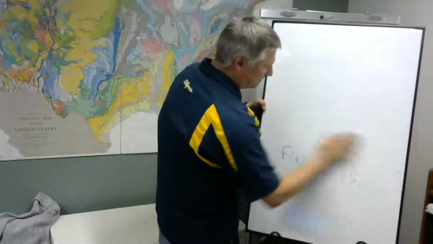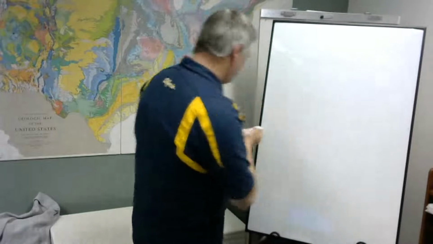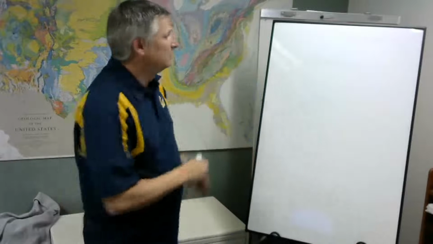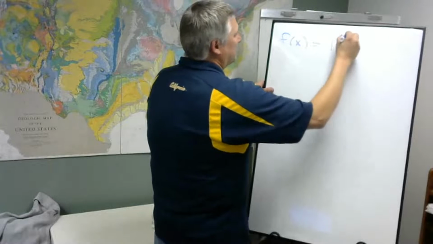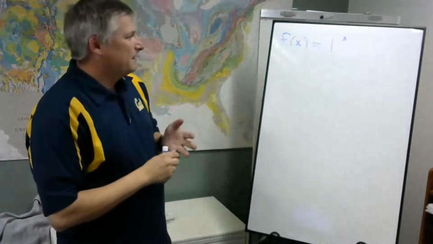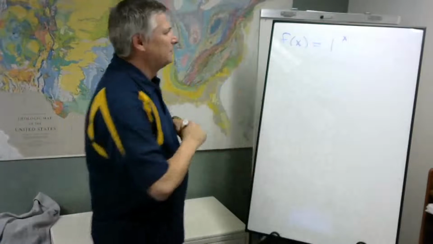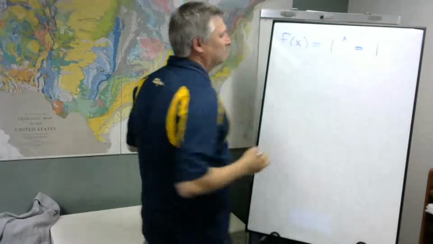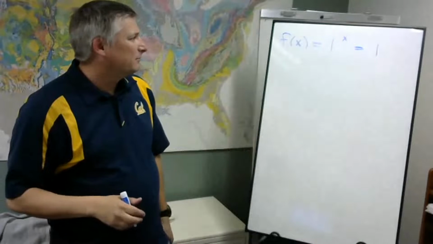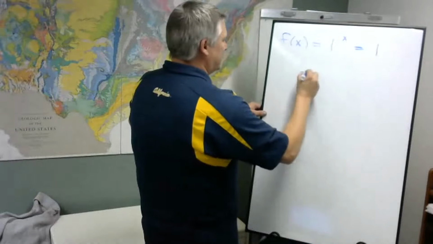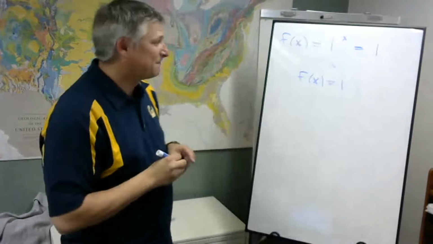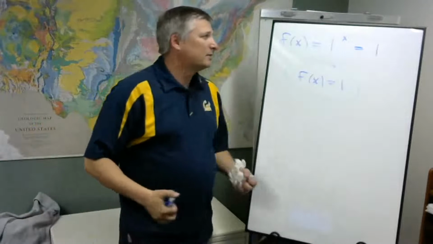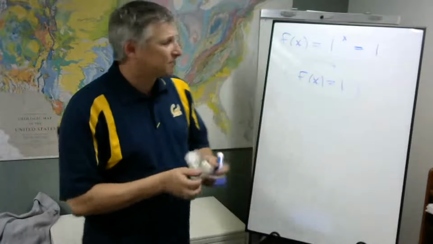Now, what about 1? Why can't b be 1? To be honest, there's really not a great reason why you couldn't let it be 1. f of x equals 1 to the x. The reason they really don't do much with this is that it's just equal to 1. That's it. It's just a flat line. And it might be simpler just to say, let f of x equal 1, and not even bother with that. So that's what happens if you let b, the base, be 1.